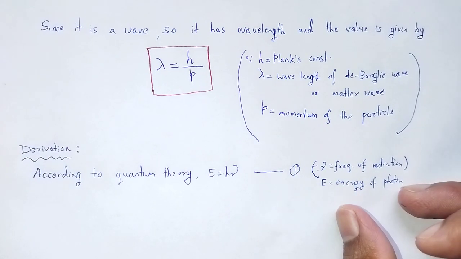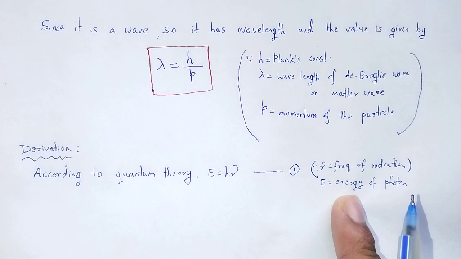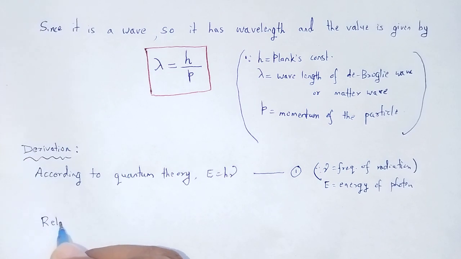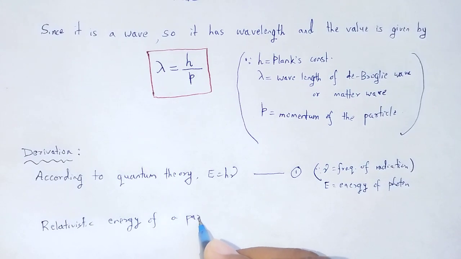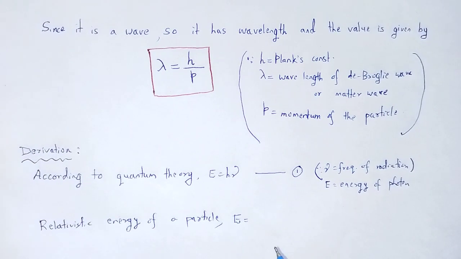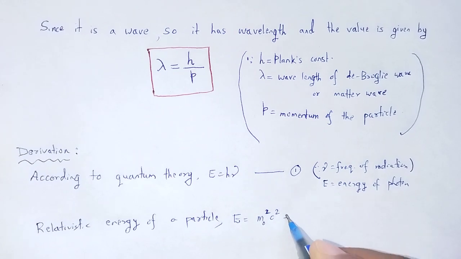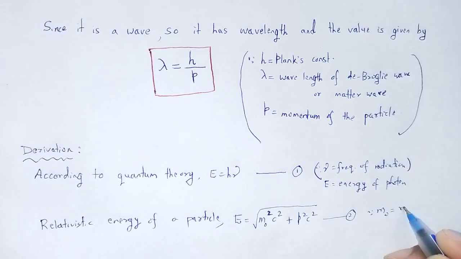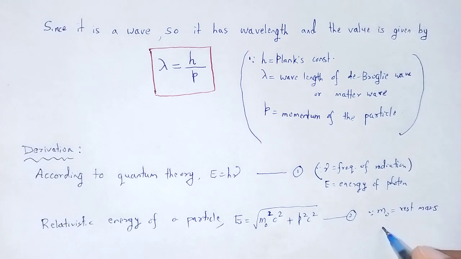The velocity of a photon is equal to the velocity of light, meaning it is comparable with the speed of light. So we can use the relativistic condition. The relativistic energy of a particle is equal to the square root of m naught square c square plus p square c square. This is equation number 2, where m naught is the rest mass, p is the momentum as usual, and c is the velocity of light.